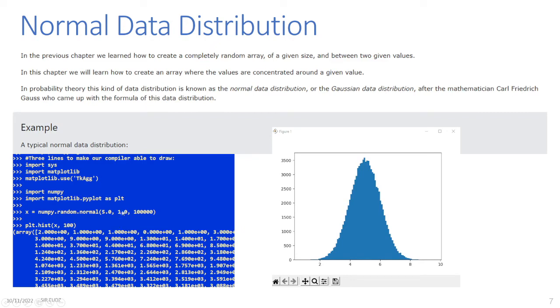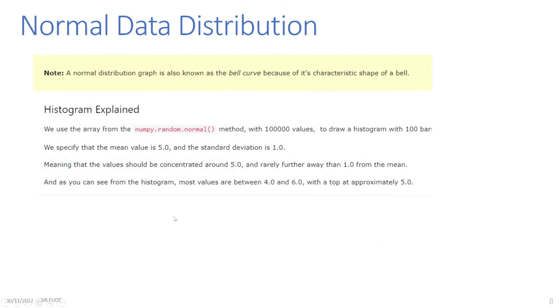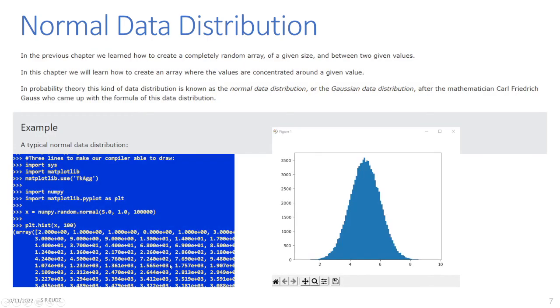I think there's something wrong with this. This should be 10. I think this should be 5 to 10. So more or less, this is the higher and lower limit. I think that's 5 to 10. So a normal distribution graph is also known as the bell curve because of its characteristic shape of a bell. So we use, yes, so that's really 1.0.